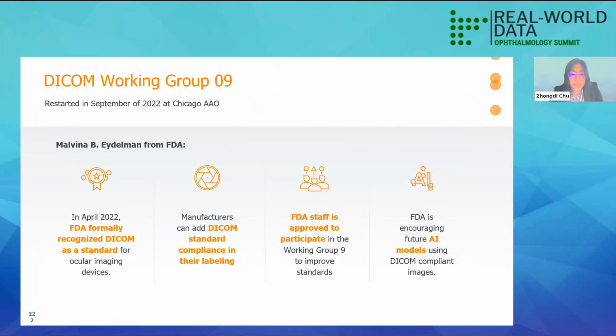imaging. Additionally, the DICOM Working Group 09 was restarted in September 2022 in Chicago. Specifically, the FDA has formally recognized DICOM as a standard for ocular imaging devices. This means that manufacturers can now declare conformity with the DICOM standard in lieu of generating and presenting data for pre-market approval decision-making. Secondly, manufacturers can now add DICOM standard compliance in their labeling, and the compliance must convey accurately the extent to which the standard is being complied with. This documentation for supporting the labeling is also subject to auditing.